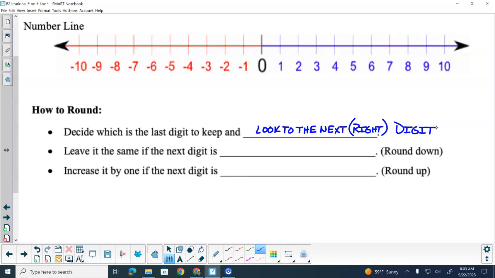Then, stay the same numbers. What are the 5 stay the same numbers? 0, 1, 2, 3, and 4, right? Rounding down, we stay the same. What are the 5 go up numbers? That's 4 of them, and 9. Yep. 5, 6, 7, 8, and 9. Got to have that 9 in there too.